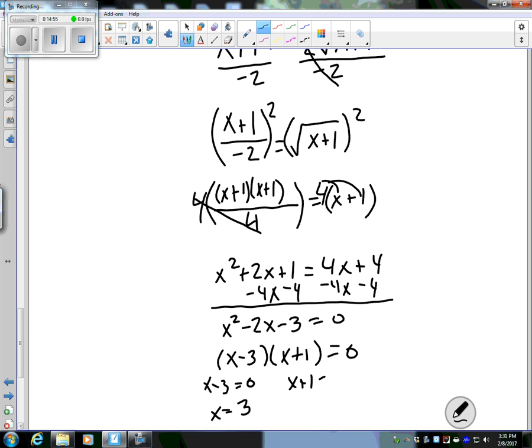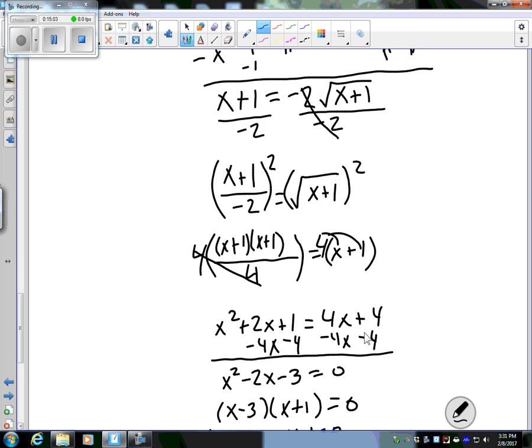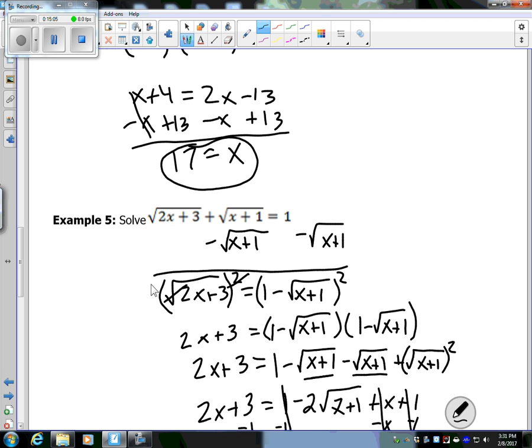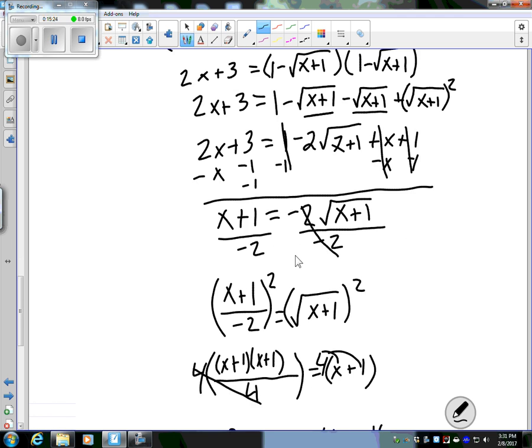Now we do have to check this, so let's check 3 all the way up. I'm going to put 3 in. 2 times 3 is 6, plus 3 is 9. The square root of 9 is 3, so this is 3 here. And then 3 plus 1 is 4. The square root of 4 is 2, so we have 3 plus 2 is 5. Shoot, that does not equal 1, so we already have an extraneous solution. So x equals 3, not a solution.